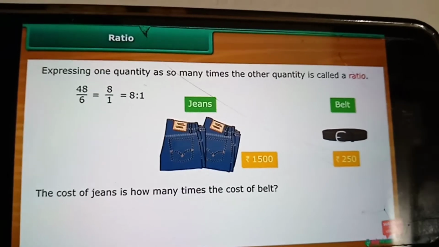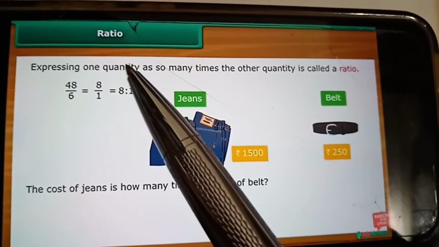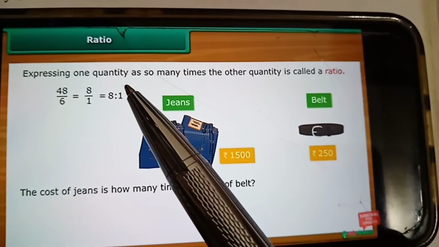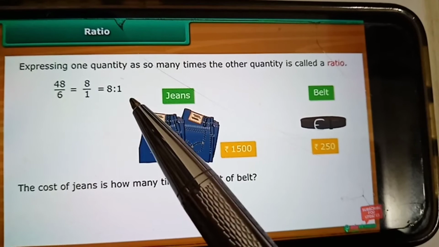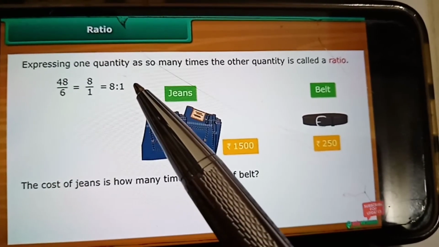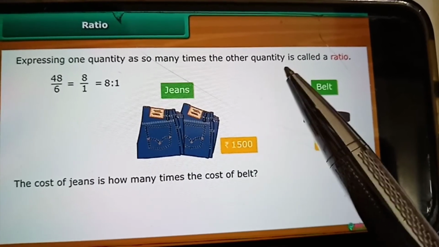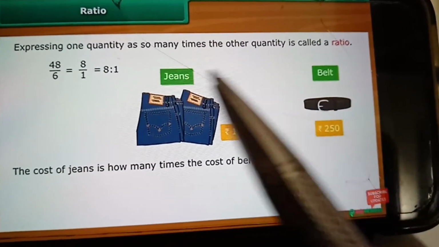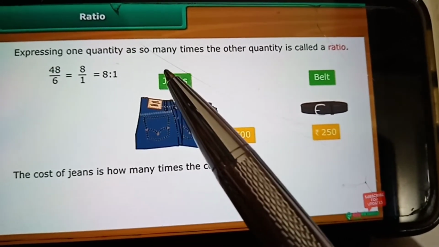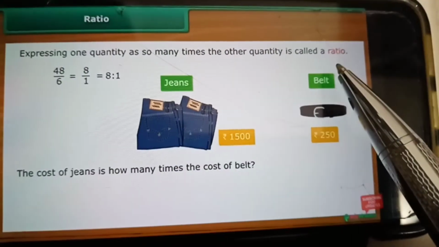Here we are continuing our chapter 8, comparing quantities, that is mainly discussing about ratio. So look here, one example is here. Expressing one quantity as so many times the other quantity is called a ratio, that we have already discussed.